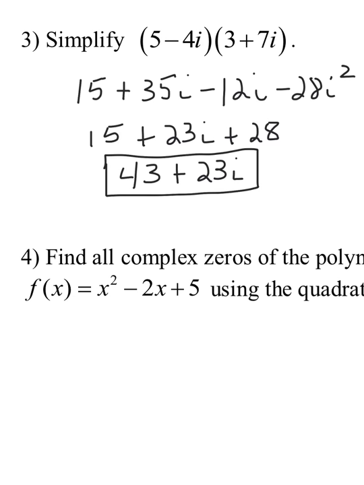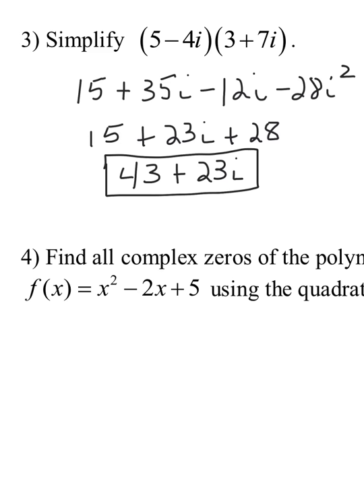All right, so here we have FOILed this, and we did 5 times 3 is 15, and then we did 5 times 7i is 35i, then -4 times 3 is -12i, then -4 times a +7 is a -28i squared.